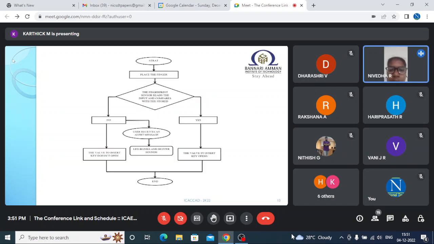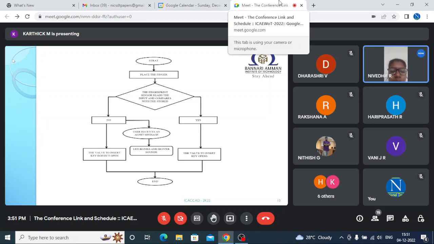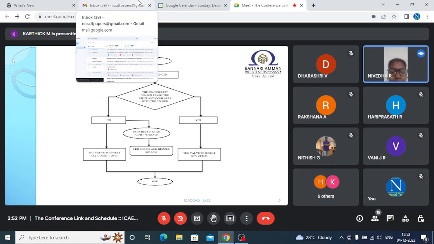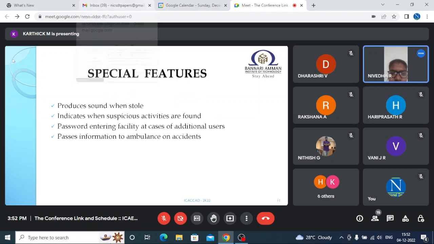So this is our flowchart, sir. There are 2 conditions. One is if the fingerprint is recognized from the database, the vault will open and the key will be placed in to start the motorbike. But if the user's fingerprint is not recognized, it will directly give a signal to the motorbike's owner. And in case of any unfortunate accidents, a direct signal will be sent to the motorbike's owner and also to the ambulance, sir.